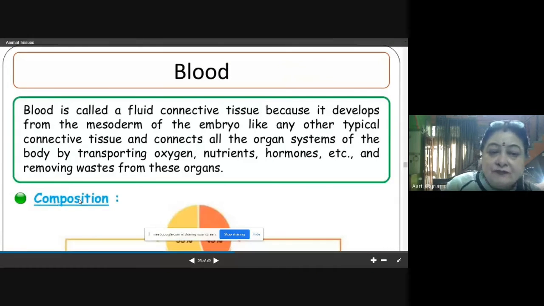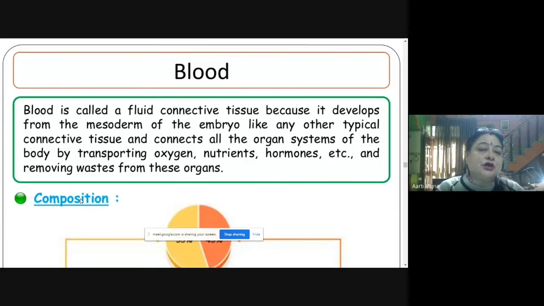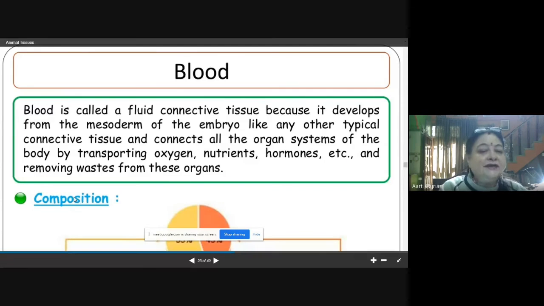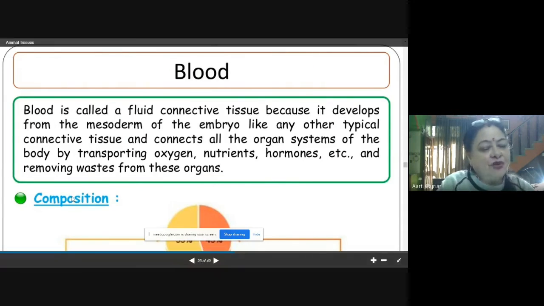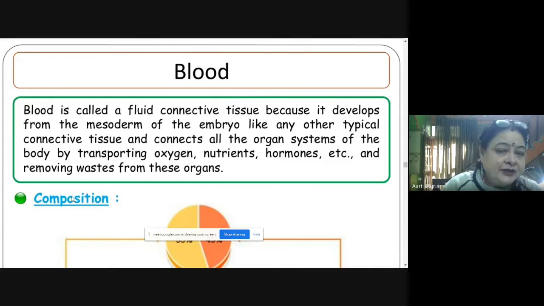Blood is called a fluid connective tissue because it develops from the mesoderm of the embryo like any other typical connective tissue, and it connects all the organ systems of the body by transporting oxygen, nutrients, hormones, etc., and removing waste from the organs. So basically, blood is the material for transportation in our body.